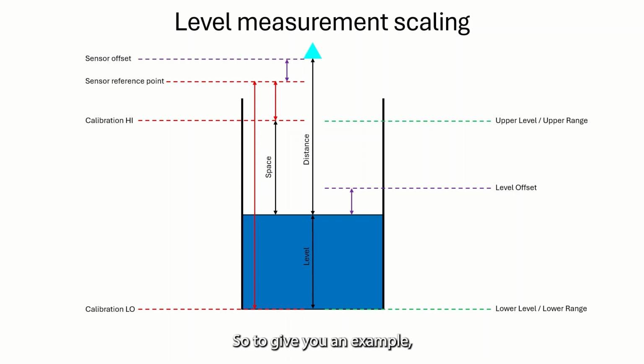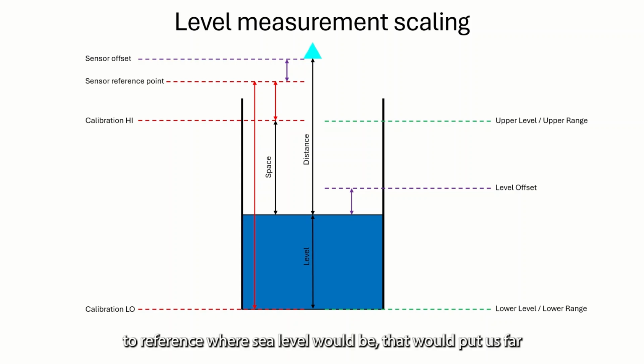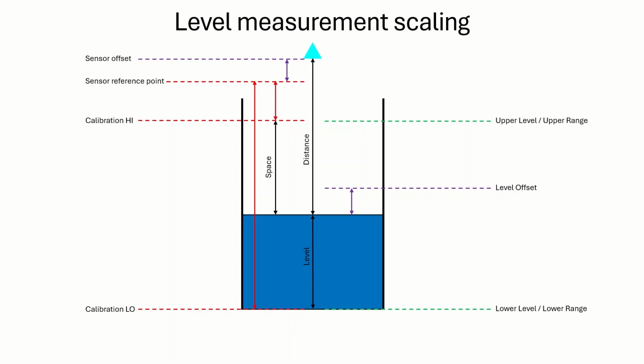So to give you an example, if we have a 0 to 10 meter tank and we added 100 meters to reference where sea level would be, that would put us far beyond the capacity of our application that we've set up through the Quick Start Wizard. We would go into upper saturation in our milliamp output. So if we do that level offset, we have to make a corresponding change to upper range on our inputs and outputs.